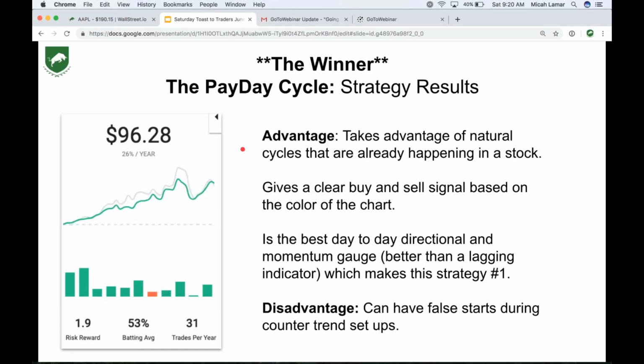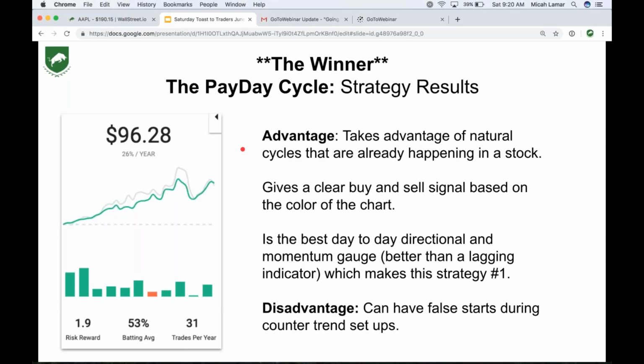These things are already happening in a stock anyways. And we're going to give you some examples of that here in a moment. It also gives you clear buy and sell signals based on the color of the chart. It's the best day-to-day directional and momentum gauge. I think it's better than a lot of lagging indicators, which makes this strategy the #1 strategy.